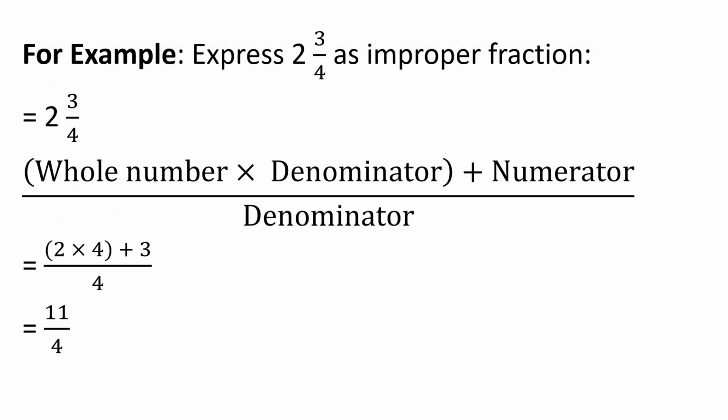In this example, I will explain how to convert a mixed fraction into an improper fraction. Here you can see 2 integer 3 by 4 is given. We need to convert it into an improper fraction. For that, we need to multiply the whole number and denominator and add the numerator to that product, and the denominator will remain the same. So here 2 is given as the whole number, 4 as the denominator. So we multiply them. 2 multiplied by 4 is 8, plus numerator 3. So the answer will be 11 by 4, and the denominator 4 remains the same.